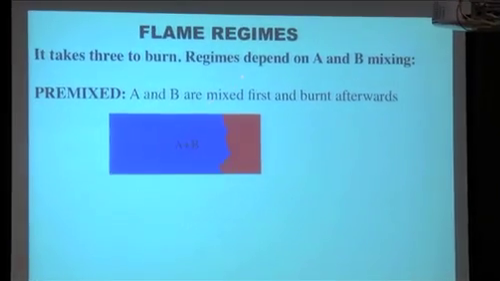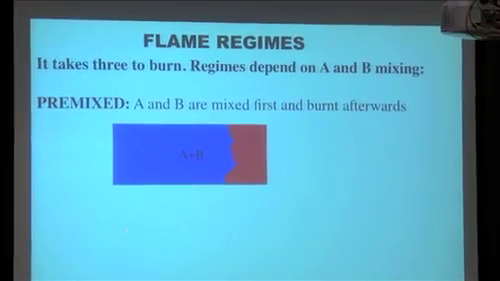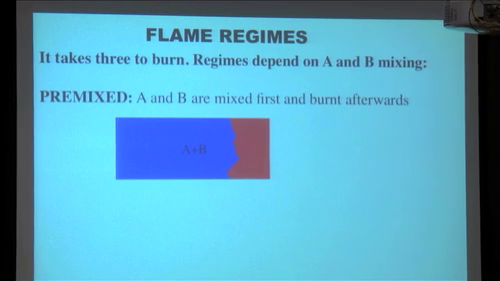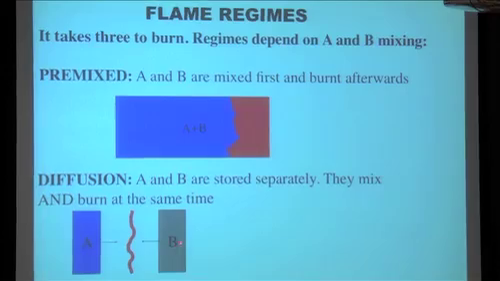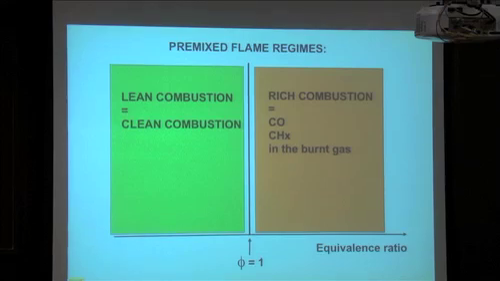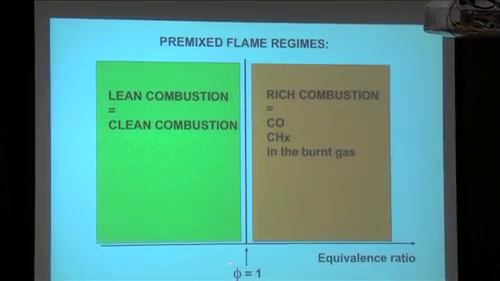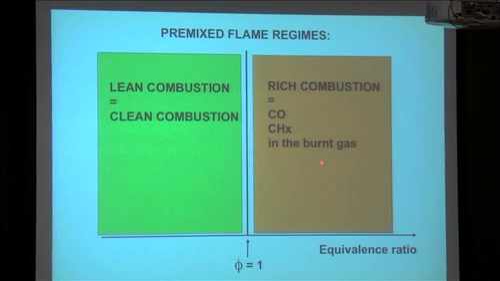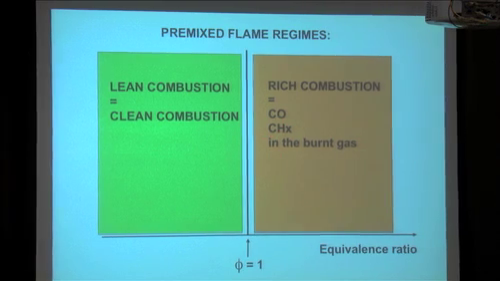Okay, a few words about flame regimes now. As I said, it takes three to burn: A, B, and temperature. If you don't have all of them together, you will have no flame. For premix flames, you just mix A and B, you just need temperature, and you can burn later. For diffusion flames, you will actually inject A and B in the burner. They need to mix and burn at the same time, which makes our lives more complicated. The premix flame regimes, as I said, are split in two. If you are lean, below 1, you have something which is cleaner, because if you are on the rich side, you are basically releasing unburned hydrocarbon in the burnt gases. You are wasting your fuel, so you don't want to work in this regime.